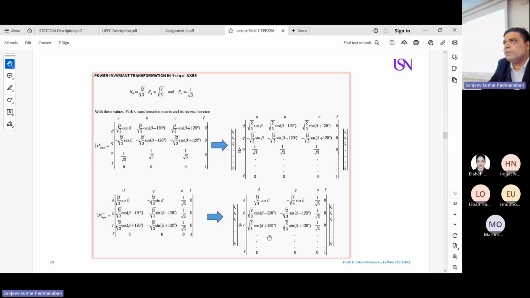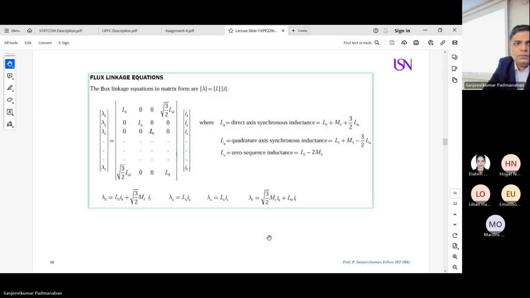What is Park's transformation? What is Clarke's transformation? So Park's transformation, why do you use it? We want to convert all the 3-phase variables into again a 3-phase variable, but you can directly control your D component, Q component, and 0 sequence component. If you use Park's transformation, your output is DC. If you use Clarke's transformation, your output is AC. Is it clear to you? Can I go to the next one?